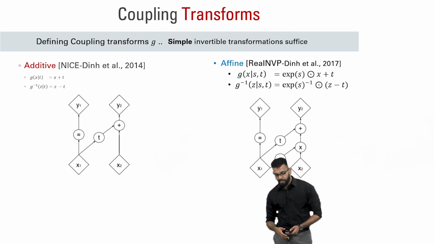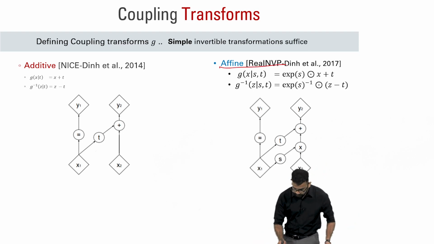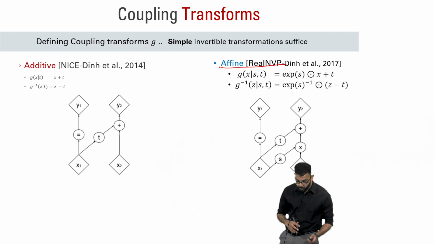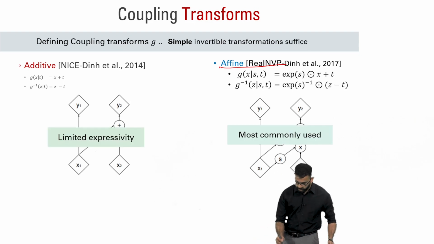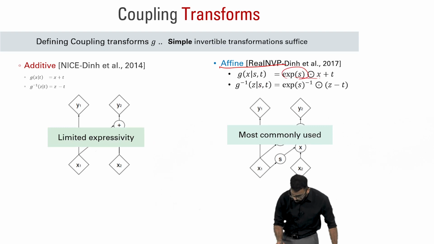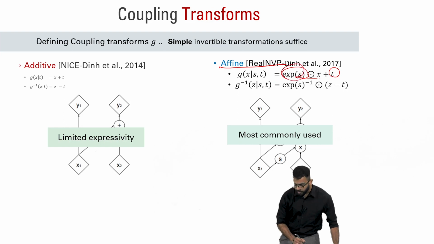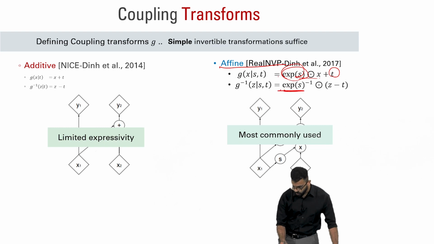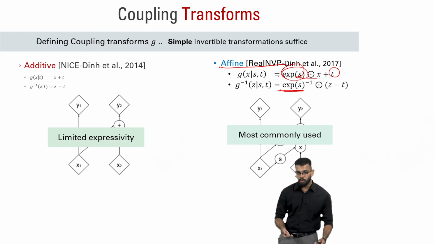You can also take an affine transformation, which is more common. This was proposed in 2017, and it was called Real NVP, or real non-volume preserving flow. What you do is take the second half, multiply it with some factor, so you scale it, and then you translate it, right? And all you have to ensure is that the factor you are scaling it with is not 0. As long as it is not 0, you can invert it, because all you have to do is take the reciprocal and multiply it.